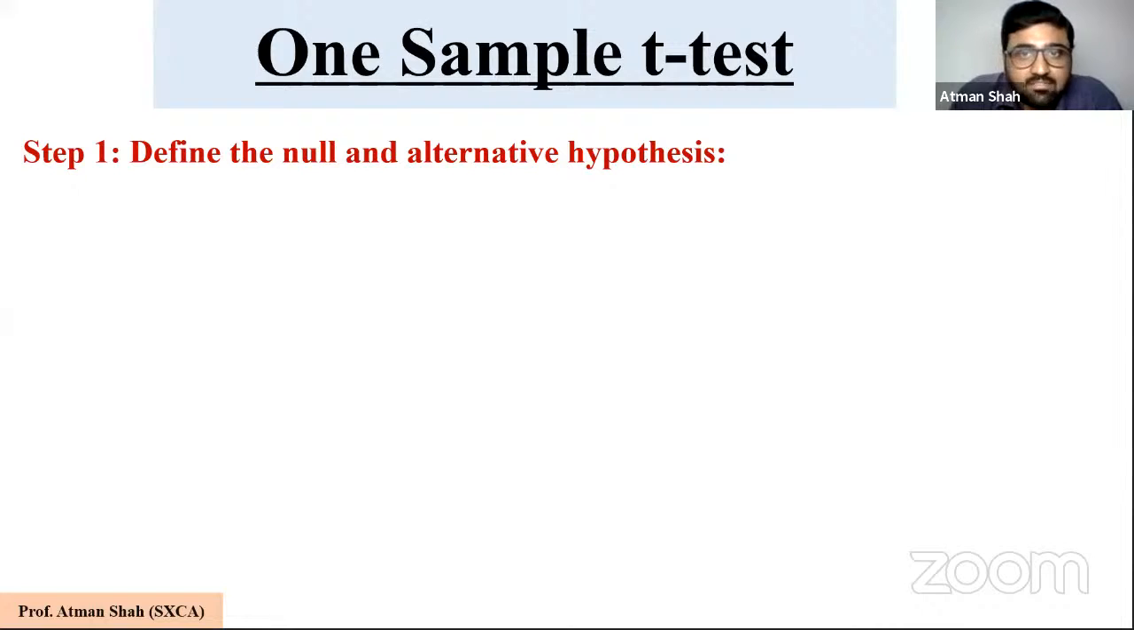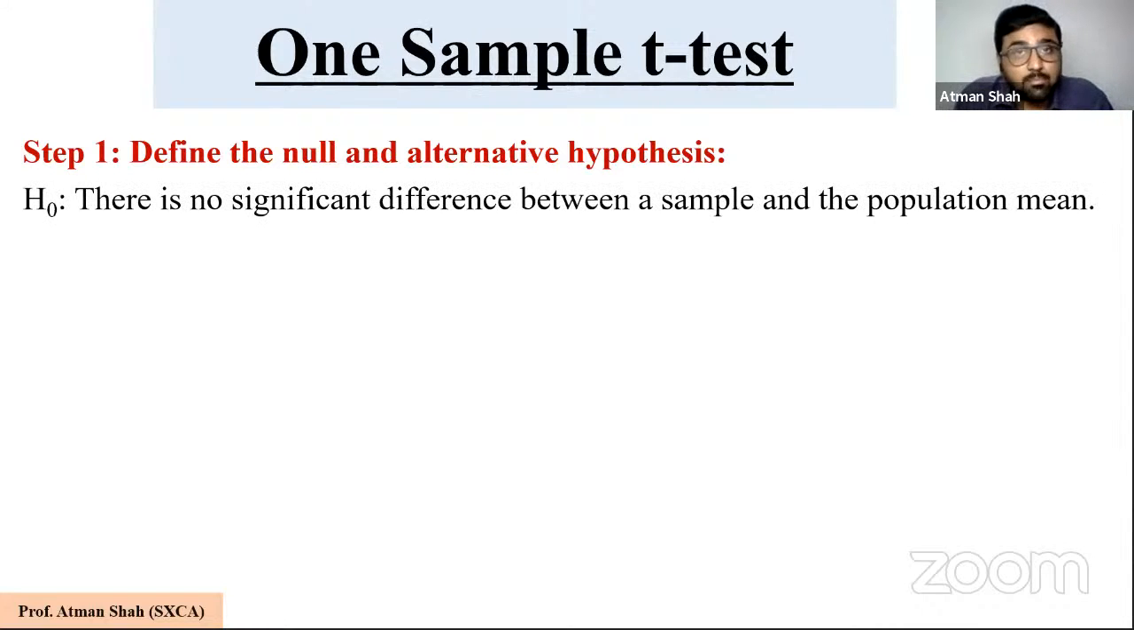Define the null and alternative hypothesis. Now, what is the null hypothesis in this case? There is no significant difference between a sample and the population mean. Here you can see no significant difference. So the sample mean is X bar and the population mean is mu. So both are the same. X bar is equal to mu.